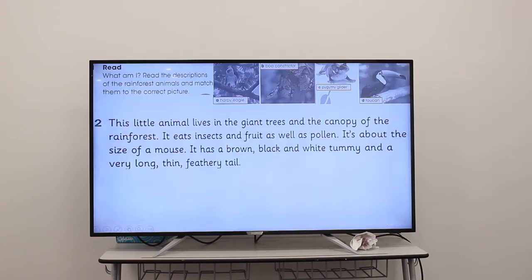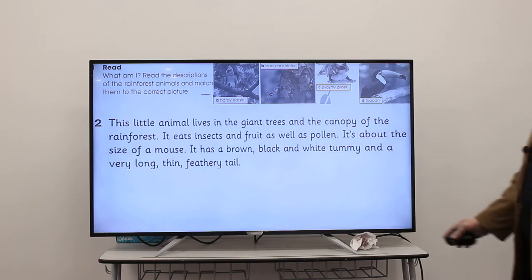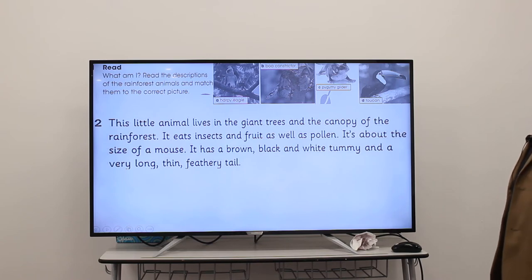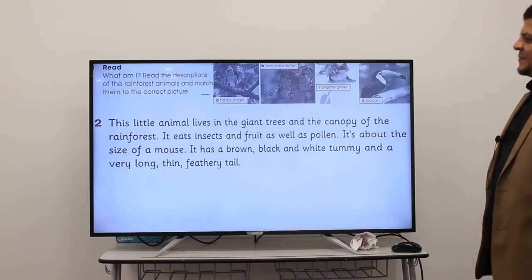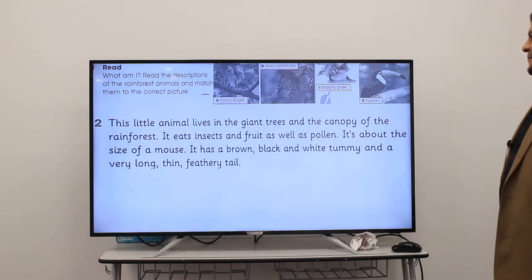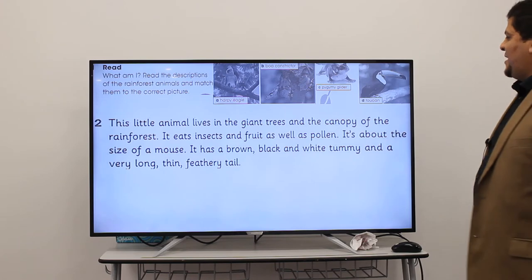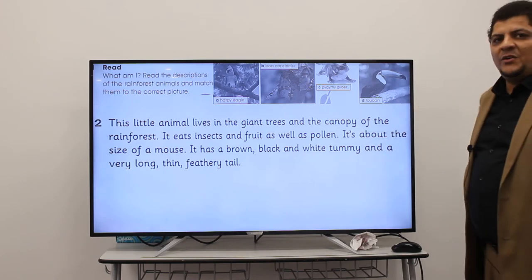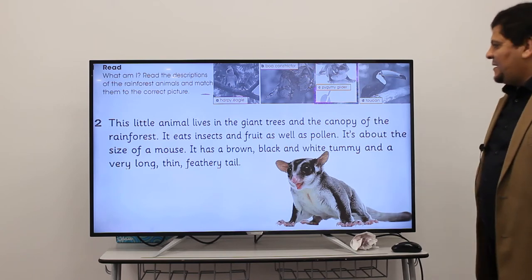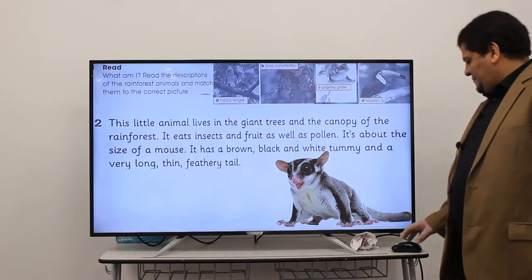Now, let's go to two. This little animal lives in the giant trees and the canopy of the rainforest. It eats insects and fruit, as well as pollen. It's about the size of a mouse. It has a brown, black and white tummy and a very long, thin, feathery tail. Okay, which one of them? A, B, C, or D? Of course, it's the pygmy glider.